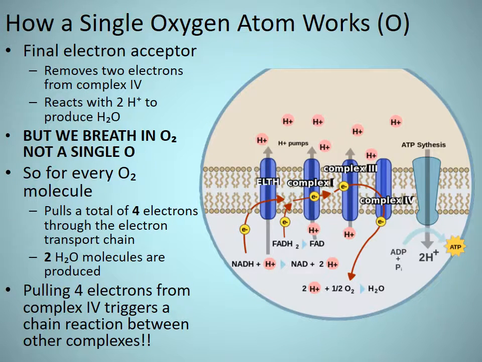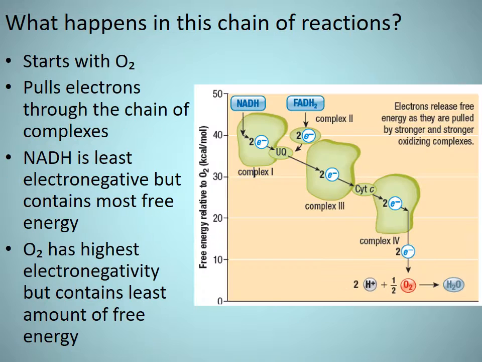Essentially, the reaction is written for half an oxygen molecule, but because we breathe in O2, that doesn't account for half an oxygen molecule. So what we see here is that for every O2 molecule, 4 electrons are pulled through the chain, and 2 water molecules are produced as a result.